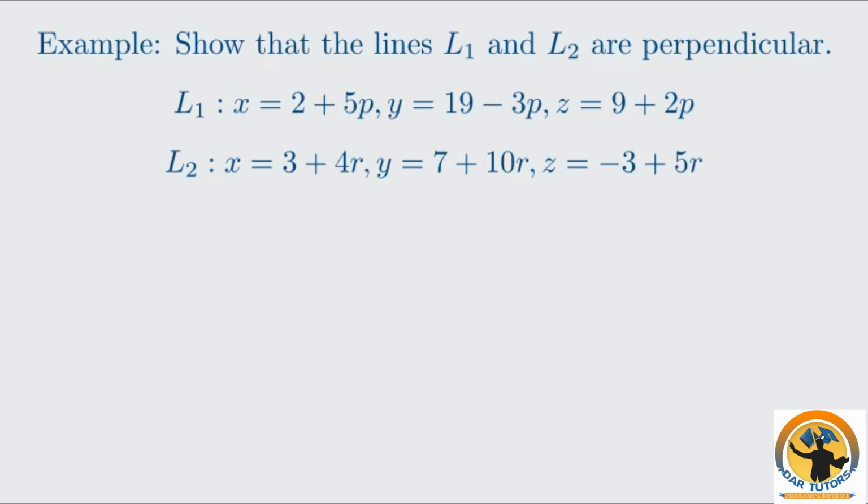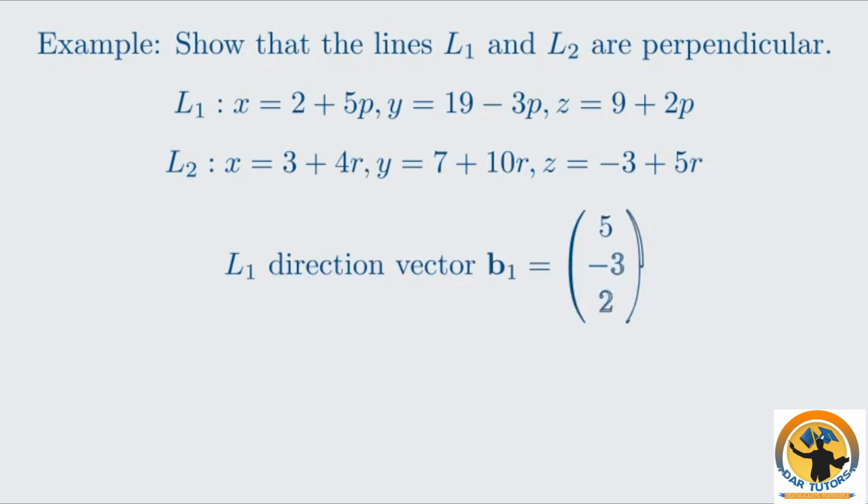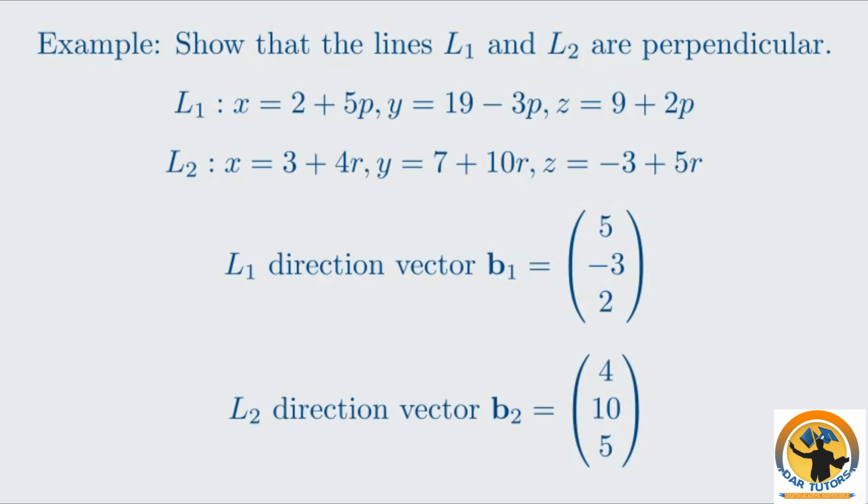First, we extract the direction vectors. The direction vector for L1, B1, is (5, -3, 2). The direction vector for L2, B2, is (4, 10, 5).